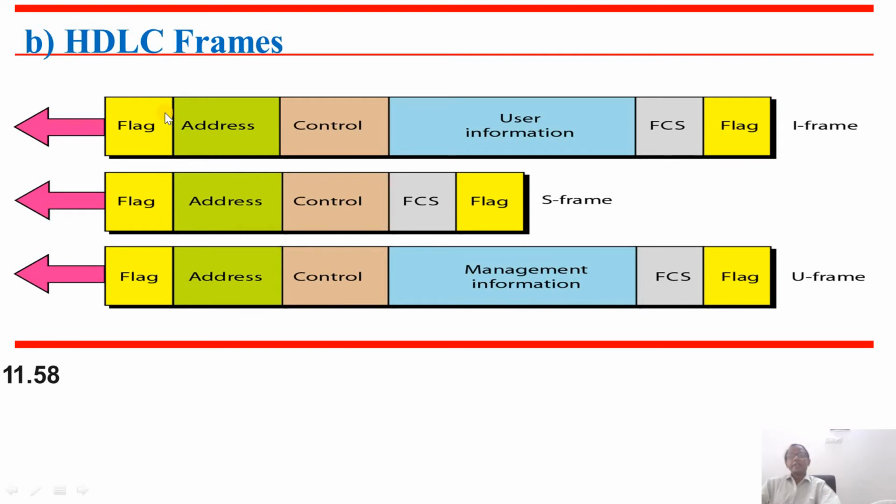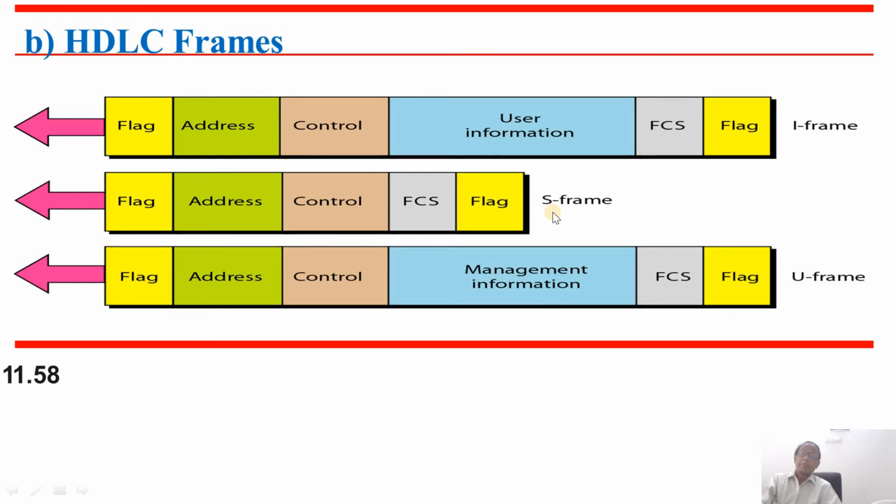This is the HDLC frame format. In HDLC, we have three frames. One is the I frame, another is the S frame, and another is the U frame. The I frame consists of flag field, address field, control field, user information, FCS, and flag field.